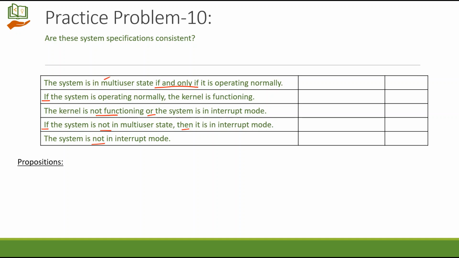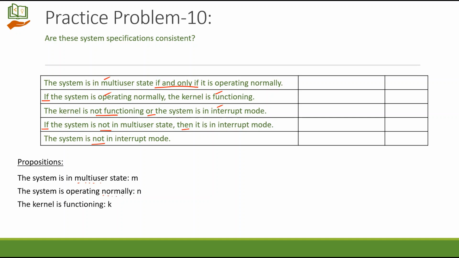System is in multi-user state. System is operating normally. Kernel is functioning. System is in interrupt mode. So let's take the propositions. The system is in multi-user state. Keeping the term multi-user, we will mark it as proposition variable M. Then we have the system is operating normally. We will take normal operation into consideration, take it as N. The kernel is functioning. Specifying kernel, we will mark it as K. The system is in interrupt mode. Taking interrupt to be the keyword, we will use I here. So we have derived the four propositions.